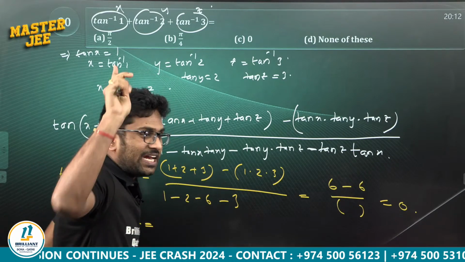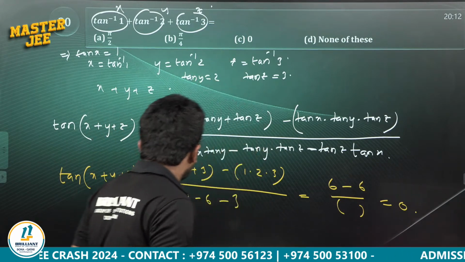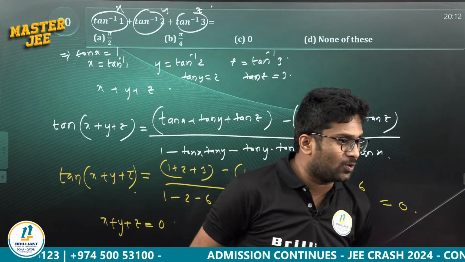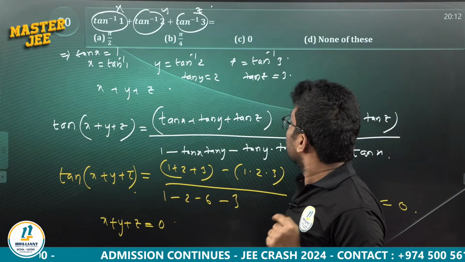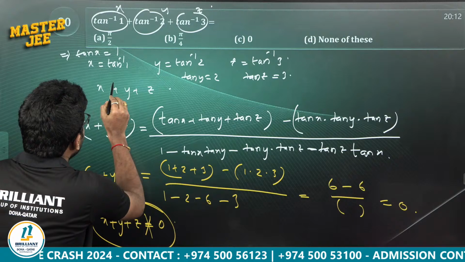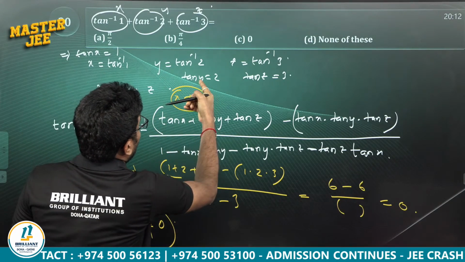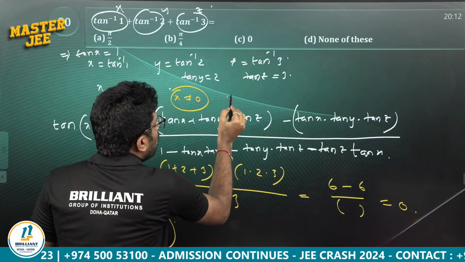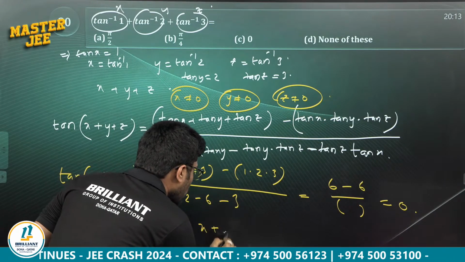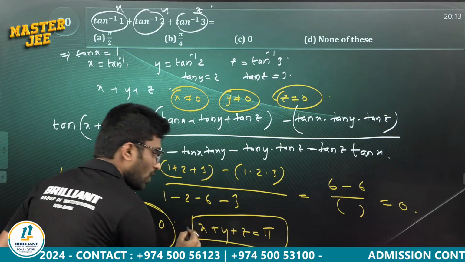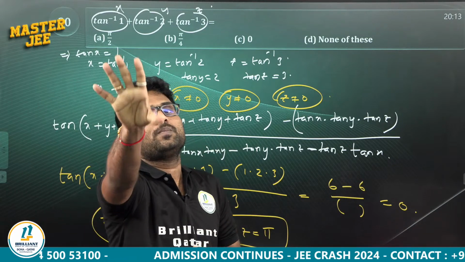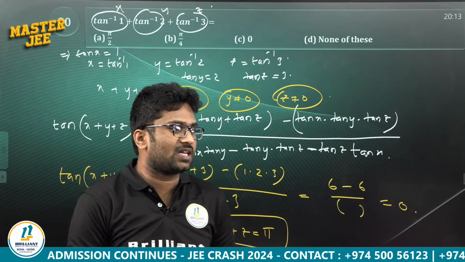95% of students make it 0. But why is it not 0? Because here x is tan inverse 1, clearly a non-zero value. So x plus y plus z is not 0, because x is not 0 and y equals tan inverse 2, definitely has some value. y won't be 0, z also won't be 0. That means x plus y plus z equals pi. According to the given options, option D is none of these. If pi had been given, pi would have been our answer. Tan inverse 1 plus tan inverse 2 plus tan inverse 3 is pi.